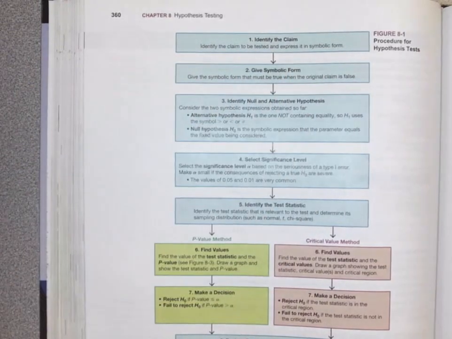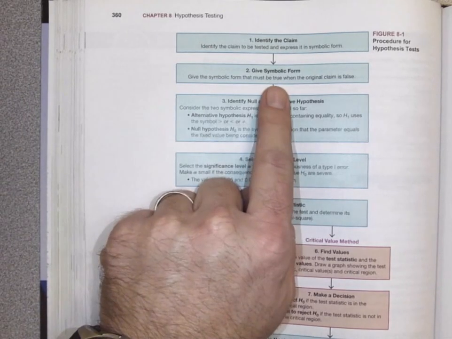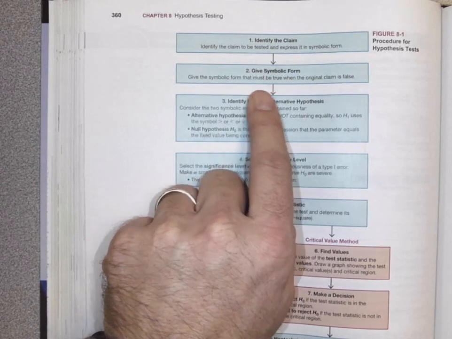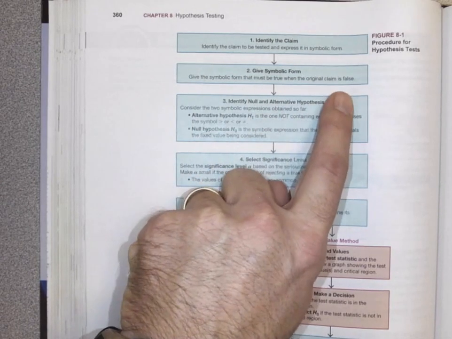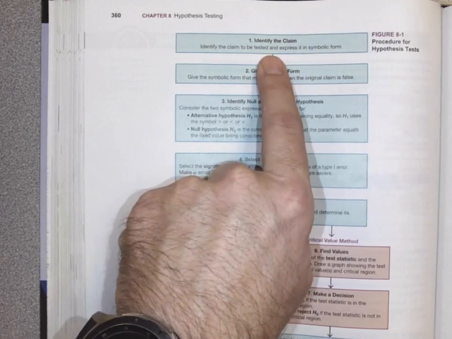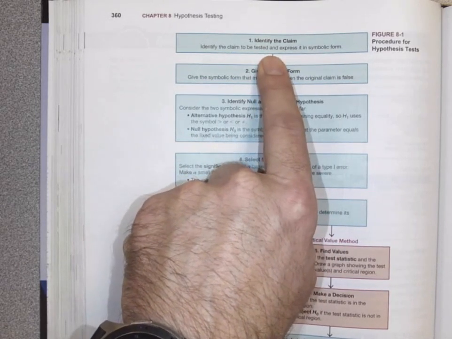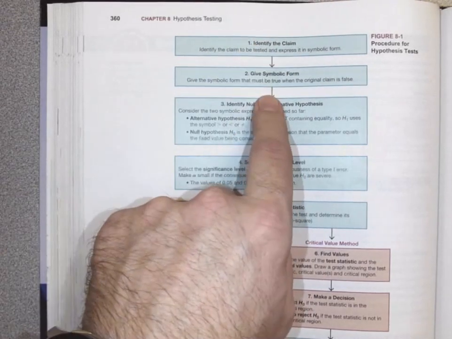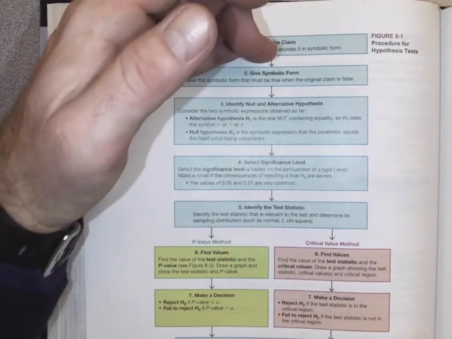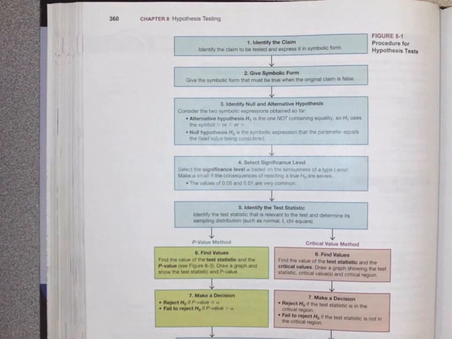So if they say the proportion is equal to 50%, what you'd say is P is equal to 0.5. So that's how you represent it in symbolic form. Then give the symbolic form that must be true when the original is false. So if I say P is equal to 50%, then I would say that P is not equal to 50%. So this is one side of the coin, this has to be the other side of the coin, because you're either equal or you're not equal to. So the idea is you want to find both pieces.